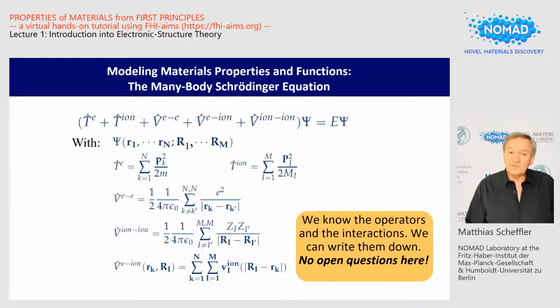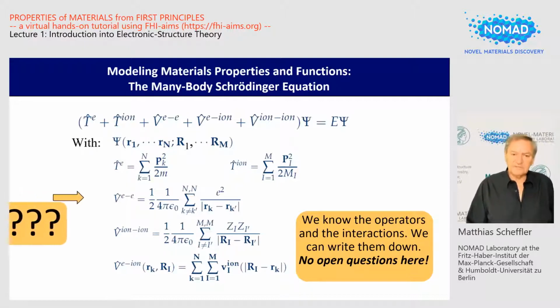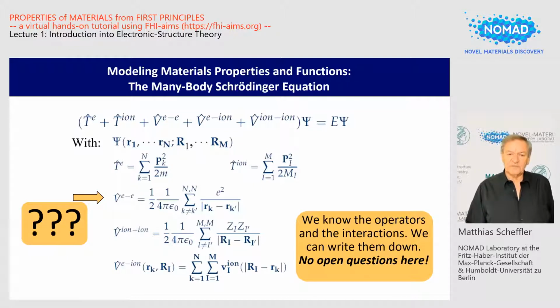So in principle, no open questions here, but it has been realized early on in quantum mechanics. The equation is known, but it cannot really be solved. And the reason why it cannot be solved exactly is this electron-electron interaction. If this would be simpler, we would know what to do with this. This term here is a very strong interaction. That means electrons are not really independent.